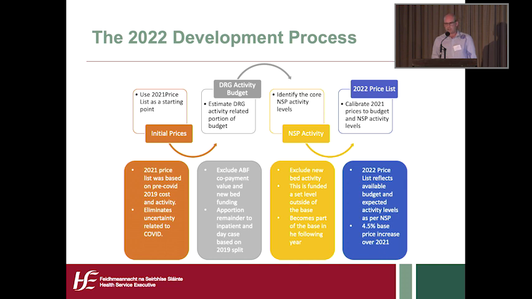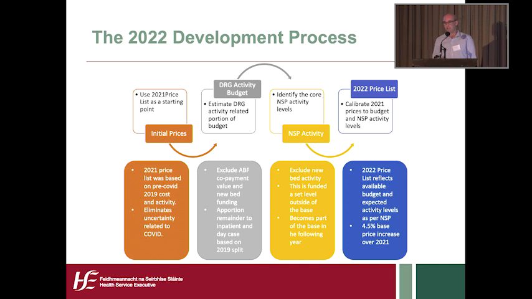So once we were satisfied that we had what we could term an ABF DRG-related budget, we identified the core activity from the National Service Plan. We excluded the new beds that went into the system over the last couple of years, because they had ring-fenced funding attached to them. So we excluded the projected activity for those beds and the ring-fenced funding, and came up with our base price as a result of that.